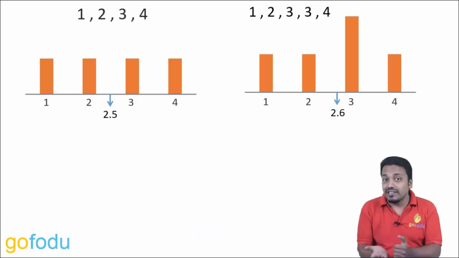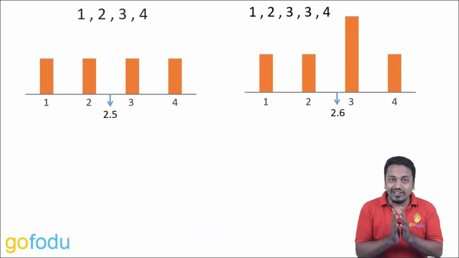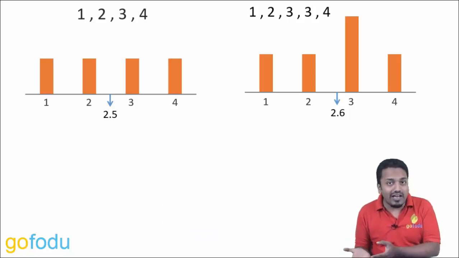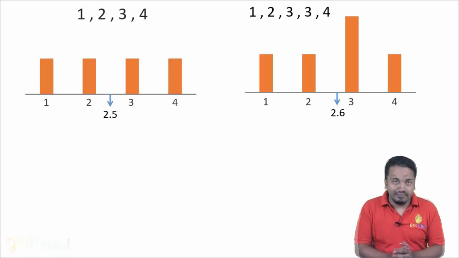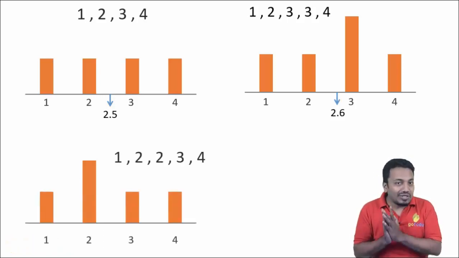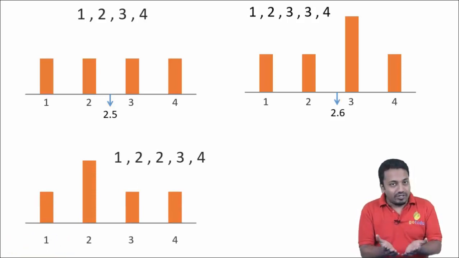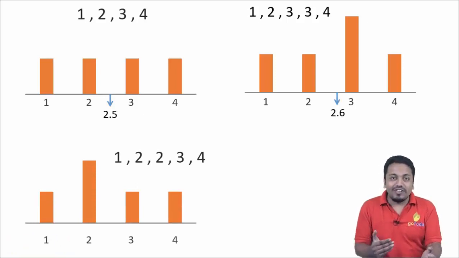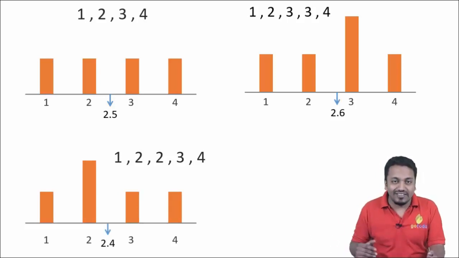Also, as we have seen in the previous video, a number greater than the average is being added here. It will pull the average upwards. If we have 1, 2, 2, 3 and 4, now the weight of 2 is more, so average will shift towards left.